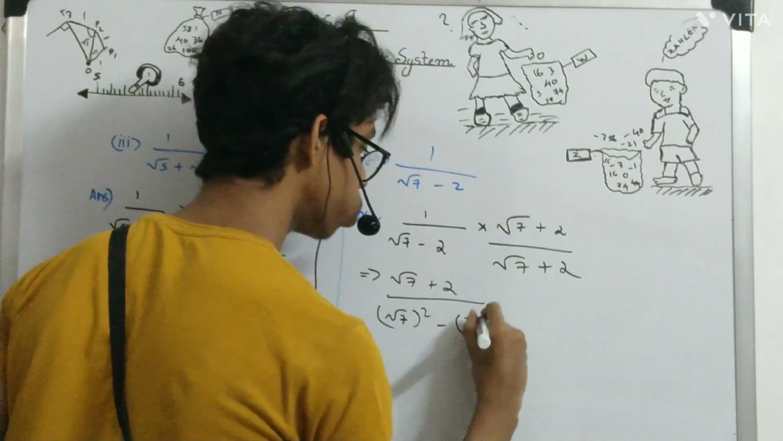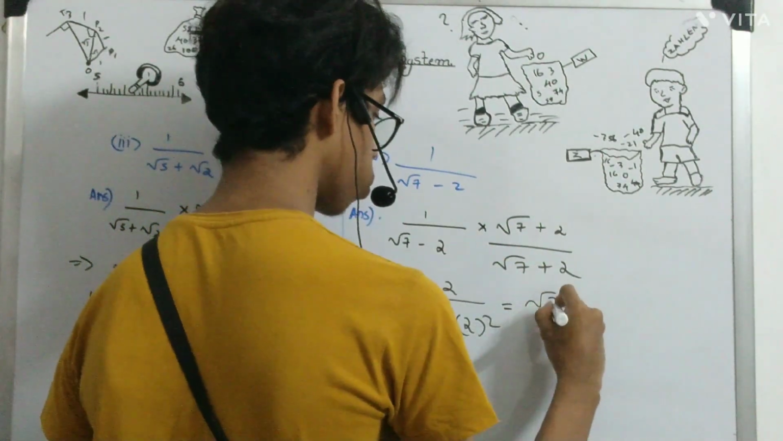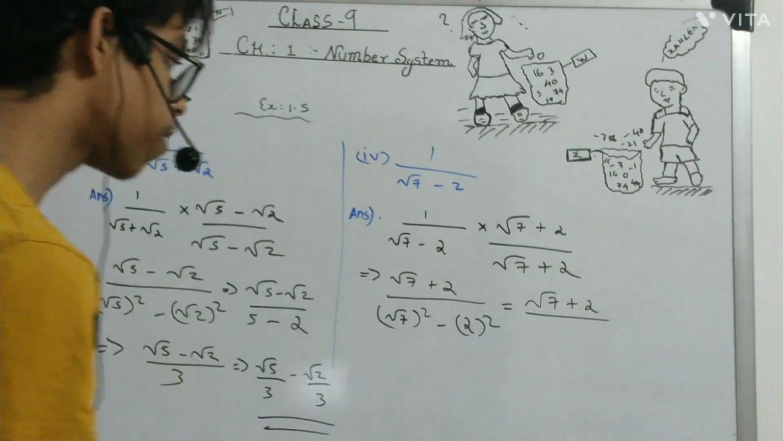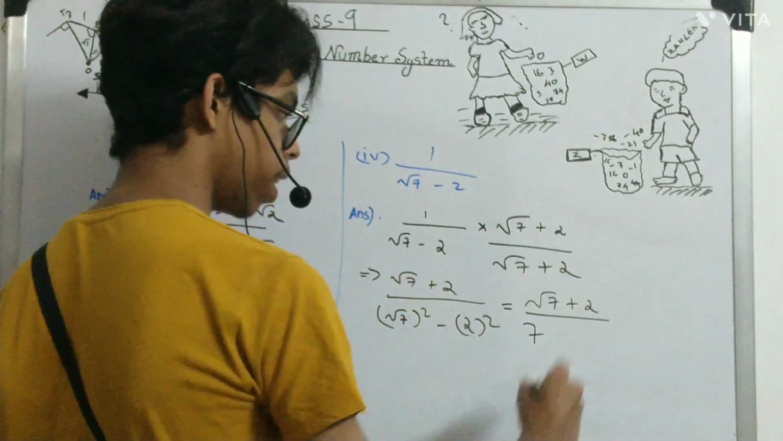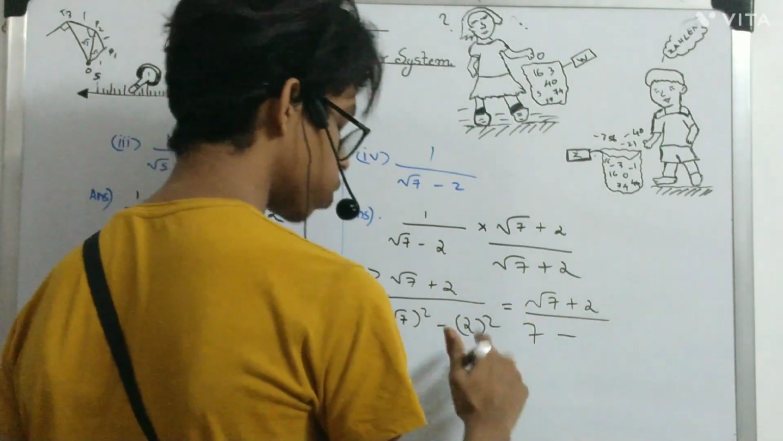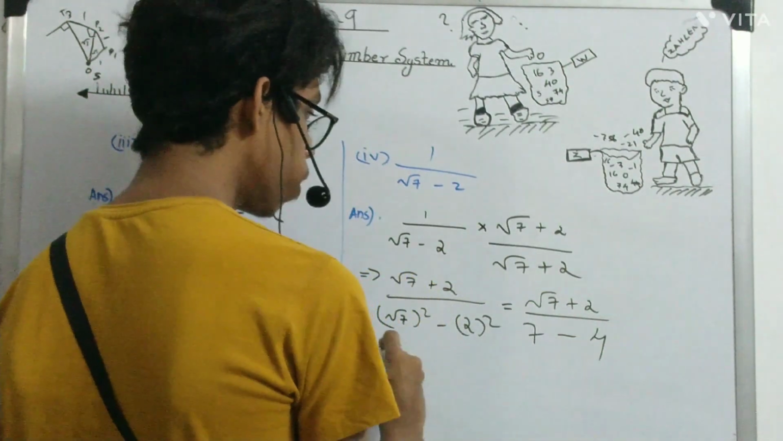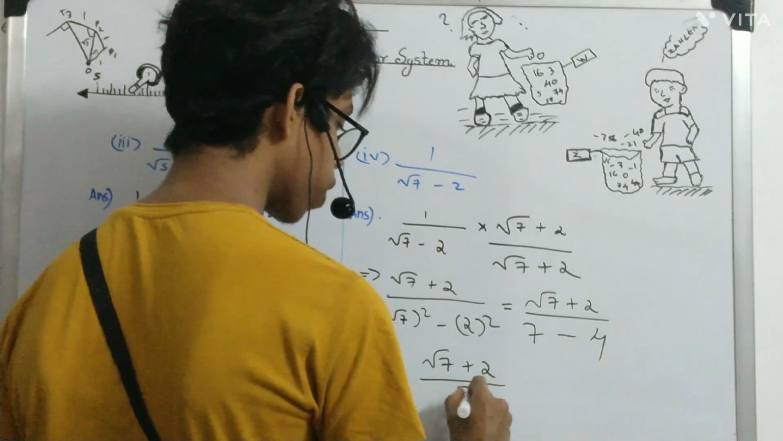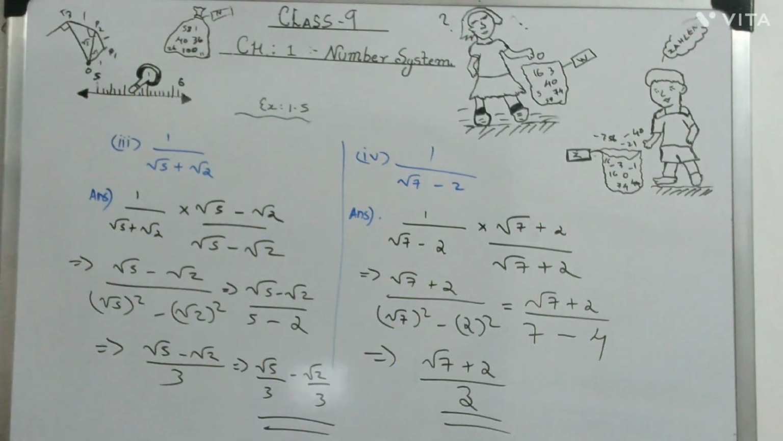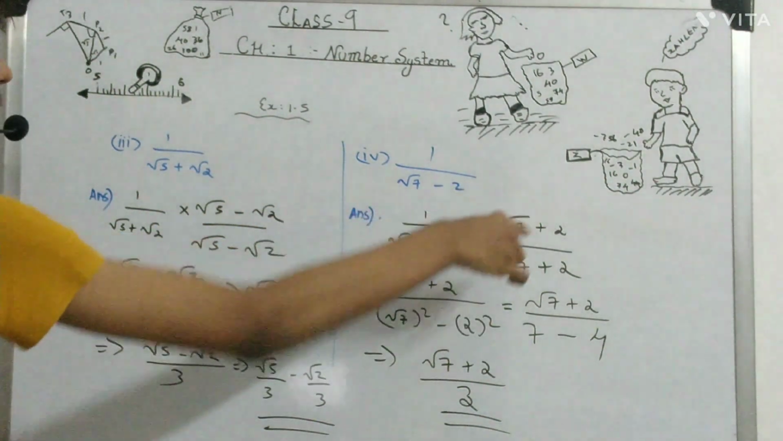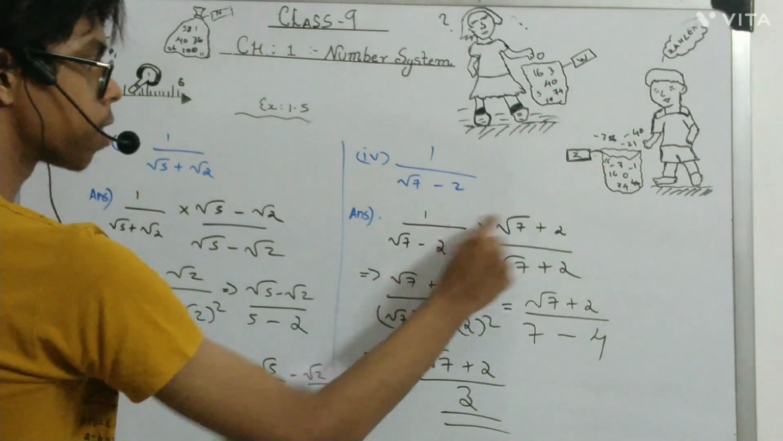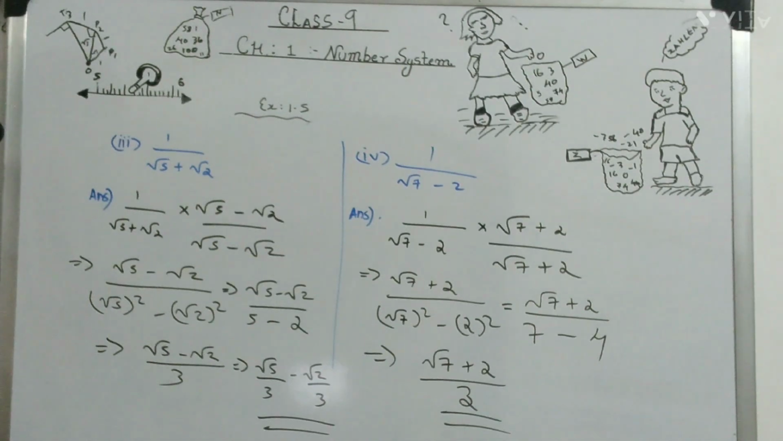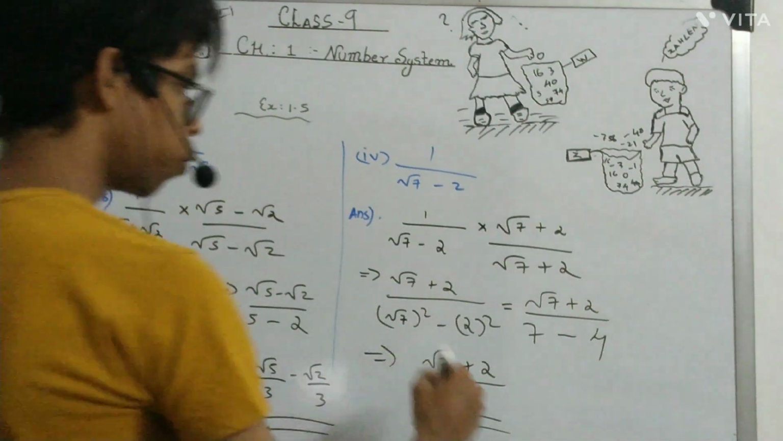So root 7 the whole square minus 2 square. Here root 7 plus 2 write as it is, divided by root 7 the whole square means root 7 into root 7, which is simply 7, minus 2 square means it is 4. So here we will get root 7 plus 2 divided by 7 minus 4, which is 3. Okay, so this is your final answer. Always multiply and divide it by the conjugate. Conjugate means plus becomes minus, minus becomes plus. Okay, in this way you can rationalize the denominator.